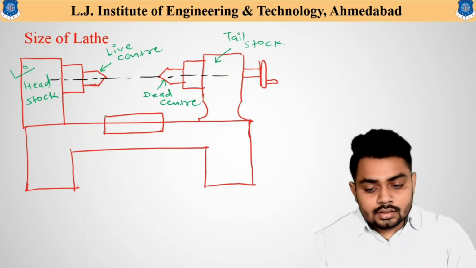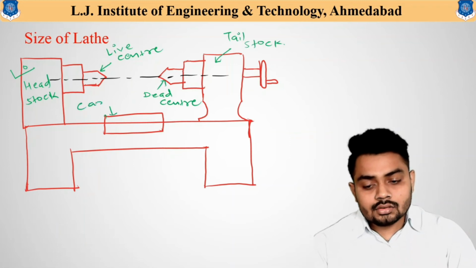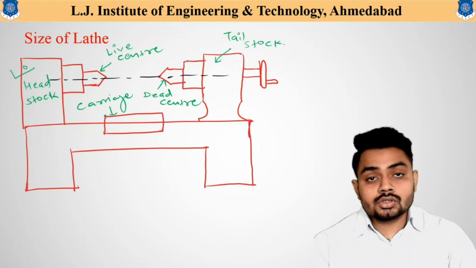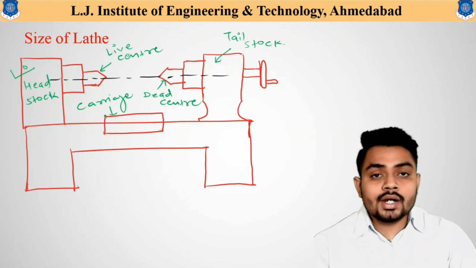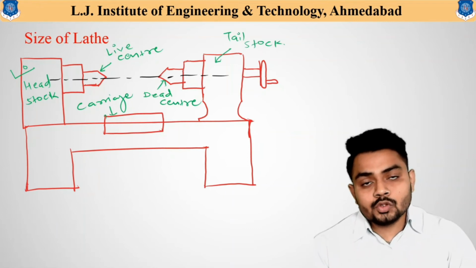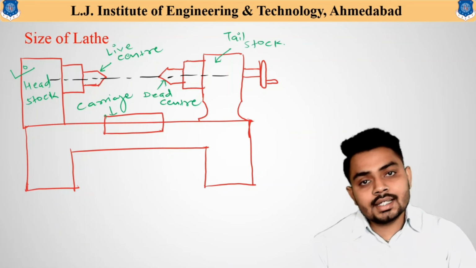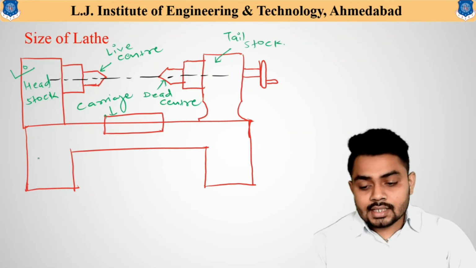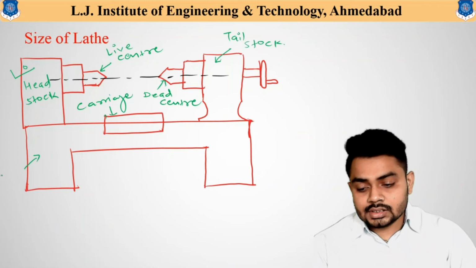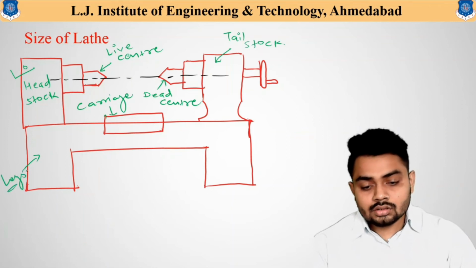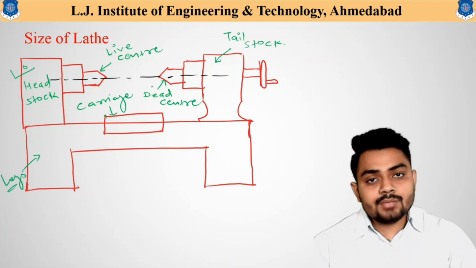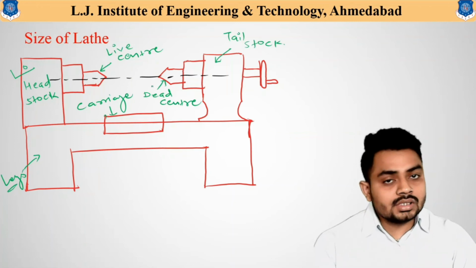And this particular portion is called the carriage, which consists of almost all the parts available to provide movement to the tool, and the tool post is also available over this carriage. Now these are the legs of the lathe machine. So these are the basic simple parts available in the lathe machine.